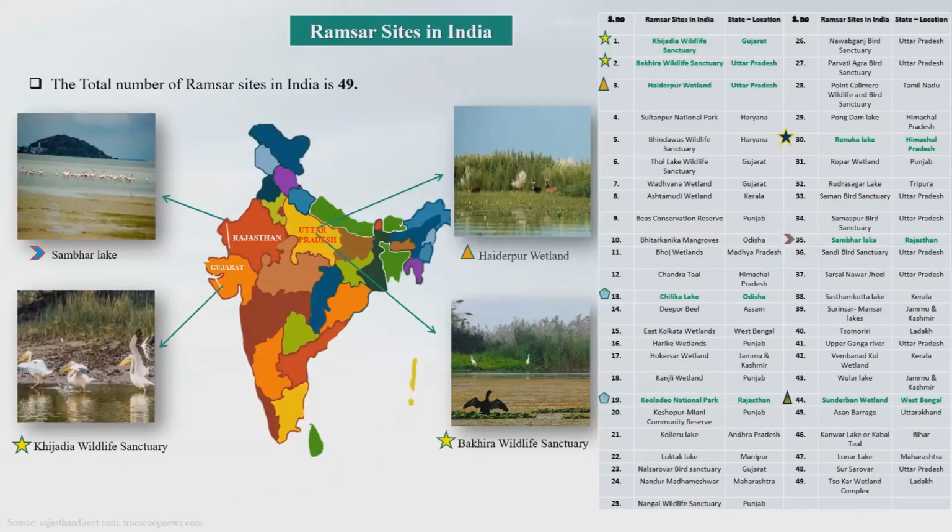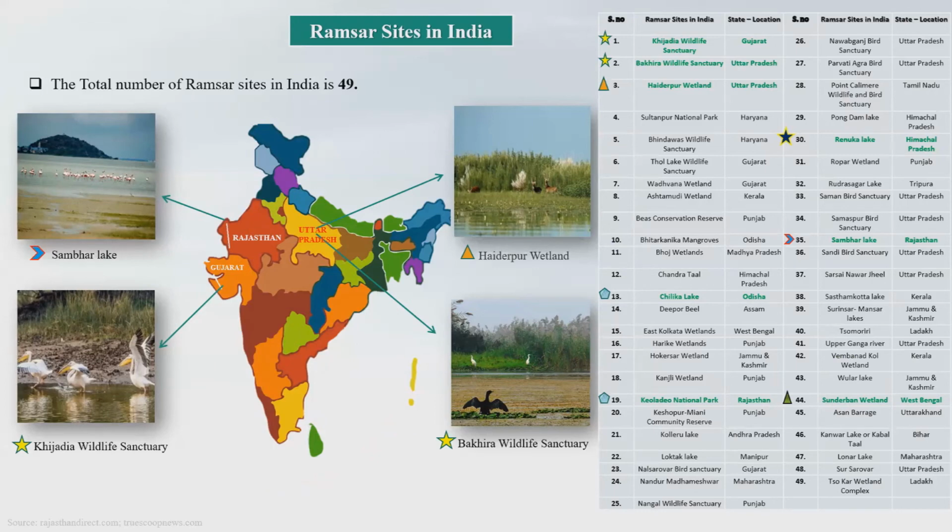Ramsar Convention is an international treaty which was signed in 1971 between different countries, but it came in force in 1975. Under Ramsar Convention, India has 49 Ramsar sites. On 2nd February 2022, on World Wetland Day, held at Sultanpur National Park, Haryana, Khajaria Wildlife Sanctuary, Gujarat, and Bakira Wildlife Sanctuary, Uttar Pradesh, were recently added as the 2 new Ramsar sites in India.